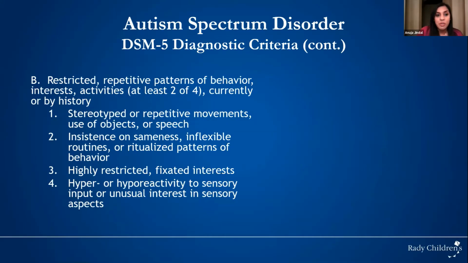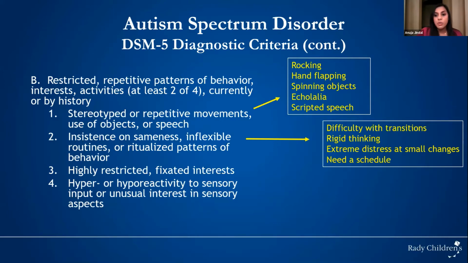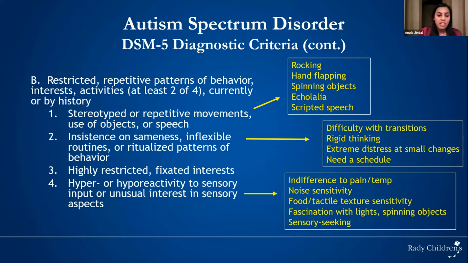Other things that we're looking for are restricted or repetitive patterns of behavior. For the criteria to fit, at least 2 of the following 4 have to be present. So this includes some of those repetitive movements that we see. This includes either rigid thinking and a need to stick to a certain type of routine, or certain what we call compulsive type behaviors. And like I alluded to before, now in the DSM-5, this also includes sensory concerns, so sensory avoidant behaviors or sensory seeking behaviors.